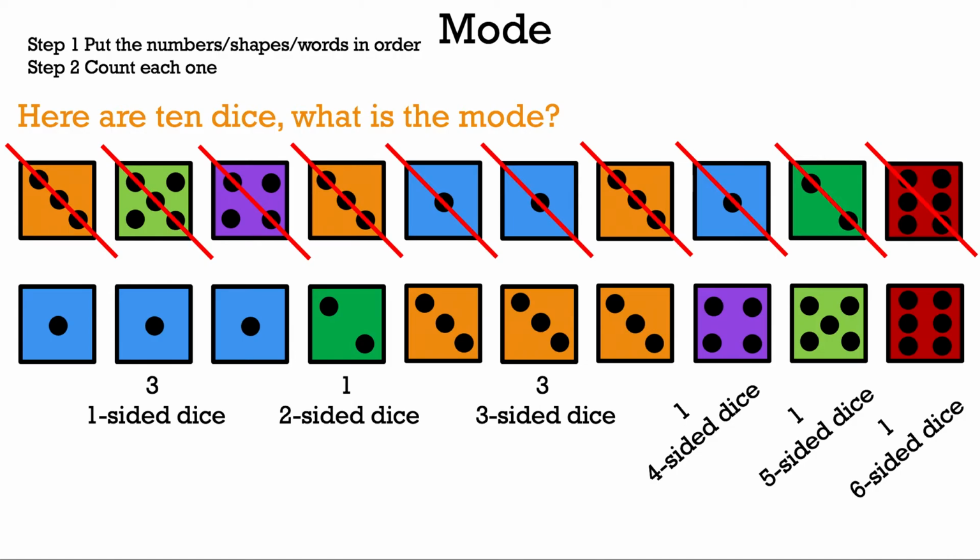So in this particular case, there are 2 numbers that are the same. So therefore, we have a mode of 1 and 3 because they are the 2 highest and they share.